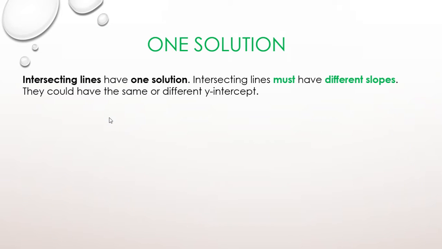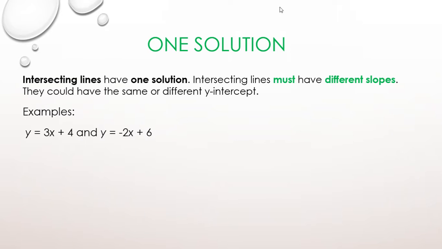One solution. Again, I'm just repeating a few things so you can see it in different ways. Intersecting lines have one solution. They must have different slopes. Remember, they could have the same or different y-intercept. The previous slide I showed you in graph form. Now I'm going to show you in equation form so that you can see it.